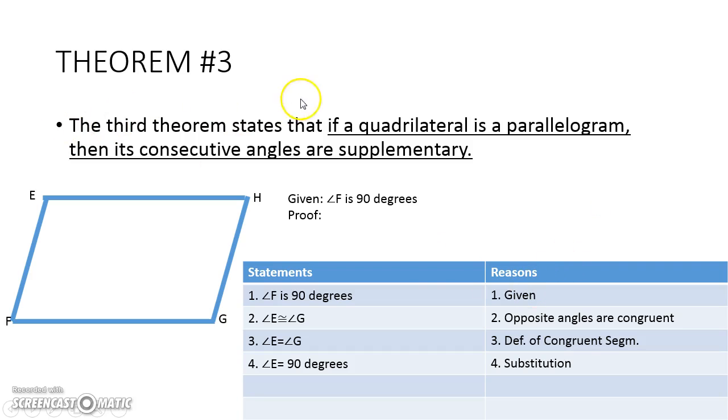Okay, so the third theorem states that if a quadrilateral is a parallelogram, then its consecutive angles are supplementary. So given that angle F is 90 degrees, we have to prove that the angles are supplementary. So angle F is 90 degrees, given. Angle E is congruent to angle G, which is opposite angles are congruent. Angle E should equal angle G. That's the definition of a congruent segment. And angle E equals 90 degrees by itself, and that's substitution.